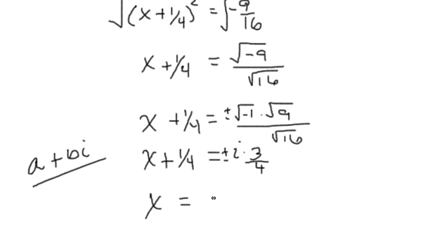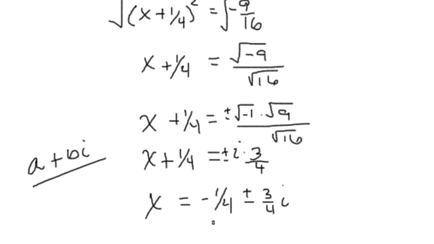So this is going to end up being negative 1/4 plus or minus 3/4 i. Okay? So you do the plus 3/4 i and then the minus 3/4 i. Alright, this is the real part, and then this would be the imaginary part.